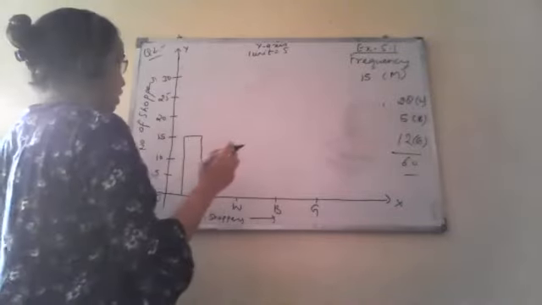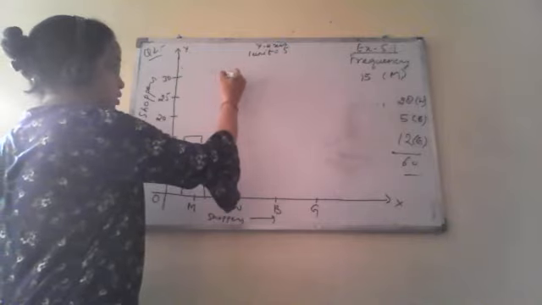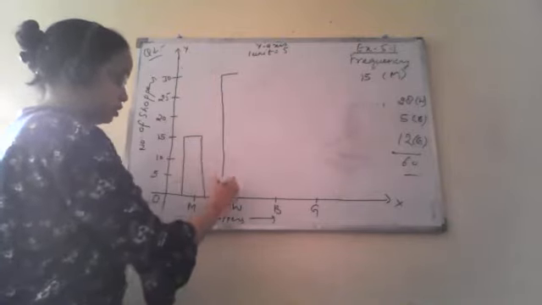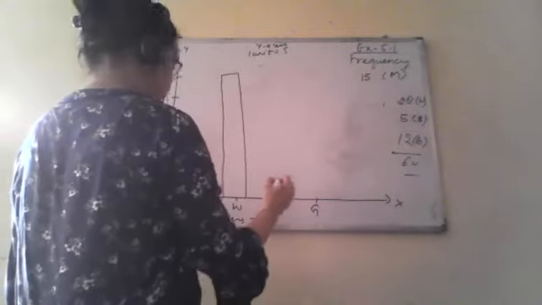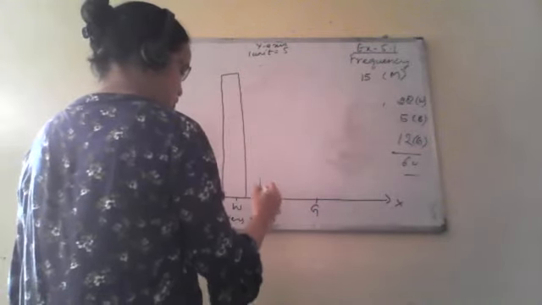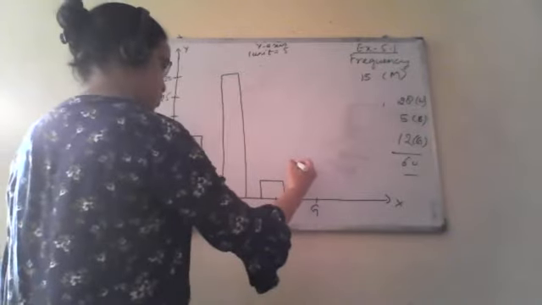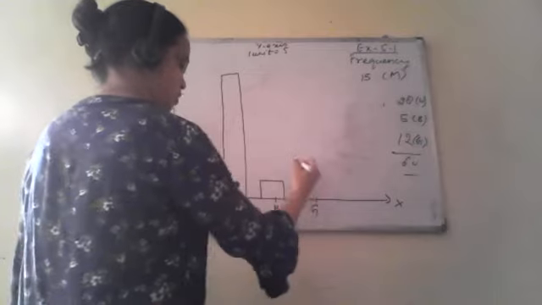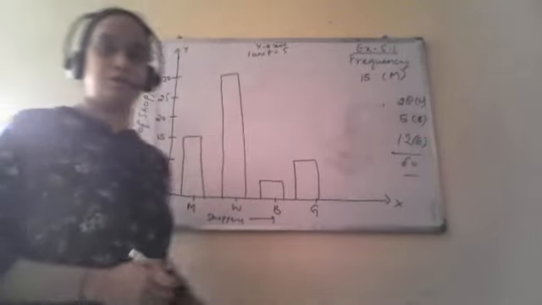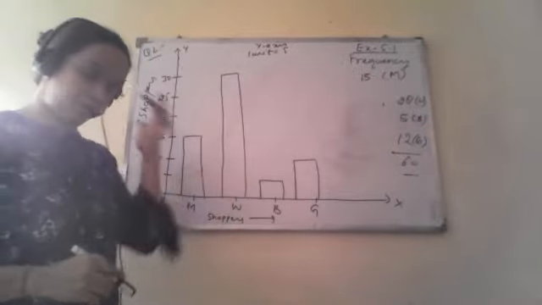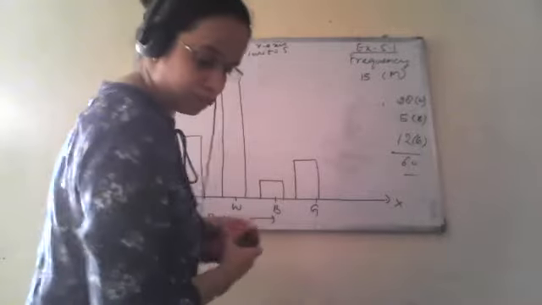Now women were 28, which is somewhat close to this point, so we will draw the bar. Boys are 5, and girls are 12, so it will be somewhere here. You have to draw the bar graph so things will be more clear. This is how we have to draw the bar graph for this question. I hope this is clear. Now the next question, that is question number 3.